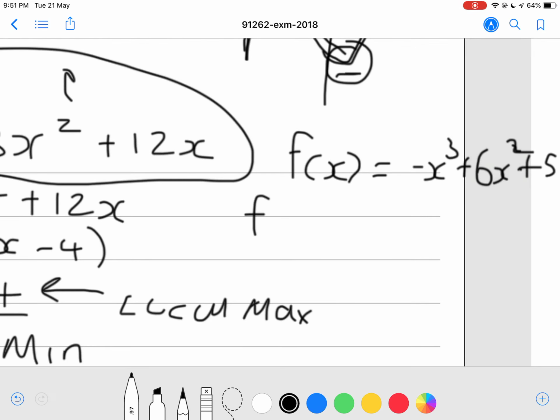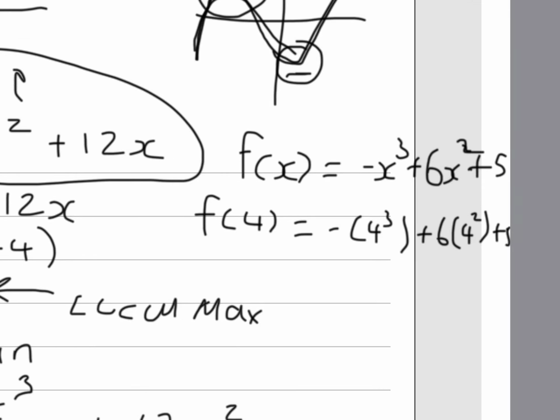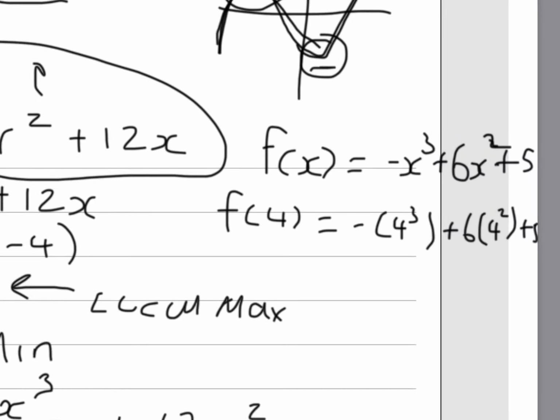So we're going to say f of 4 equals negative 4 to the power of 3 plus 6 times 4 squared plus 5. Sorry, it's a bit squished. Hopefully you can still see that, okay?